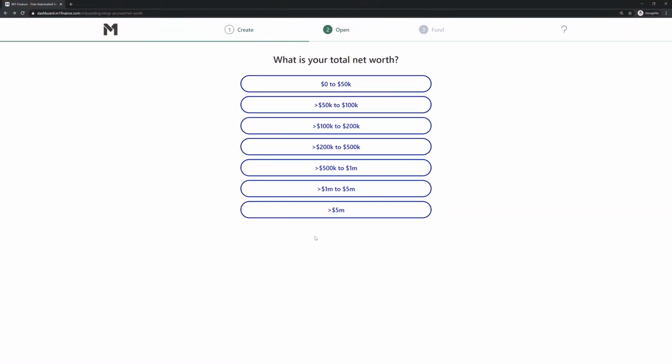So this could be, you know, do you have equity in your home? What's the total amount in your investment accounts, your retirement accounts? This is an assets compared to liabilities equation. I don't think you need to refer to your tax returns. There's a pretty big range here, but just pick the best one that applies to you. What is your liquid net worth?